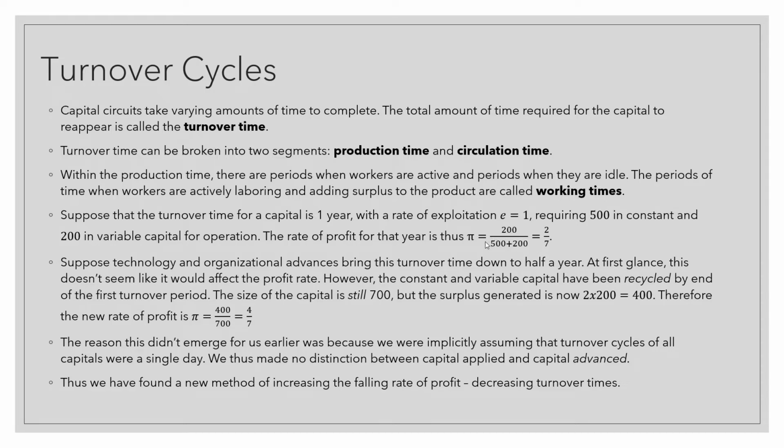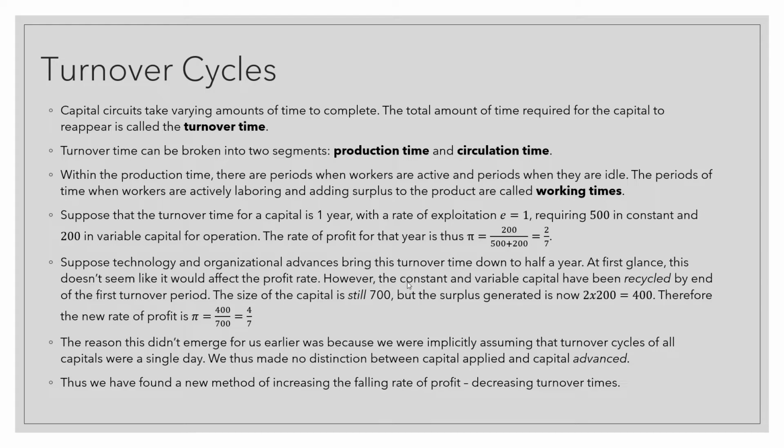Because I can recycle this capital, I get that capital back, and then I can use it again. I don't have to forward any more capital. I don't have to advance any more capital to keep this going. I just get more out of it. And so now I'm getting 400 in surplus value, whereas before I got 200. And so because of that, my rate of profit has actually increased. It's gone from 2/7 to 4/7 because I'm getting double the surplus back because I can just recycle this operating capital because it comes back to me because the turnover has completed.